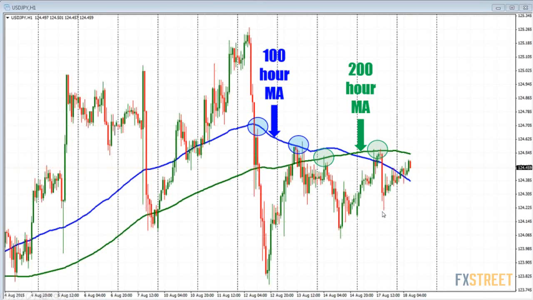And if they're wrong, what are you going to lose? You're going to lose 10 or 15 pips. If you're right, what do you stand to make? More than 10 or 15 pips.